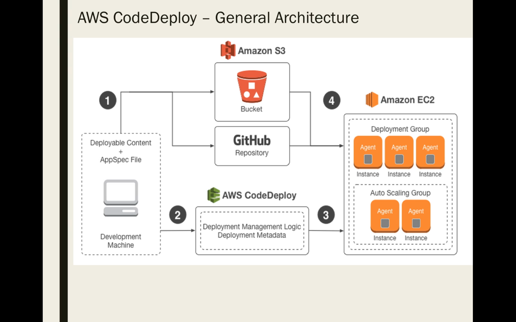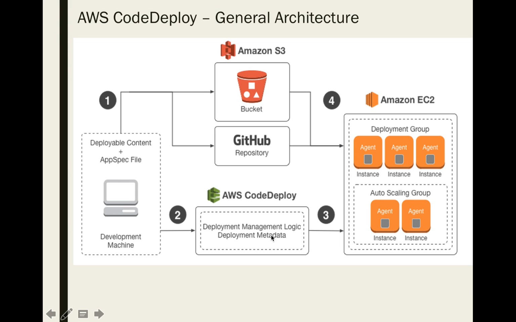So let's see the high-level architecture, how it works. The developer's machine is going to have deployable content, which is nothing but your application source code, and an additional AppSpec file. We will see what the AppSpec file is. Basically, that's the file which tells how to deploy, where to deploy, and that information to the instance. And CodeDeploy is the service which we are going to use.